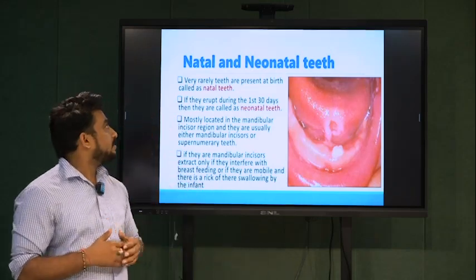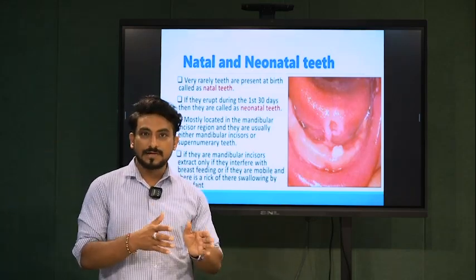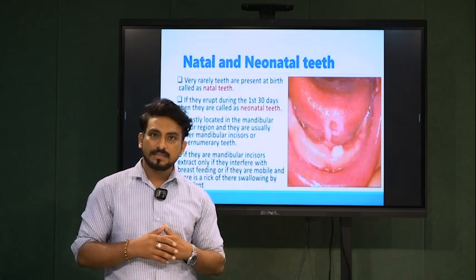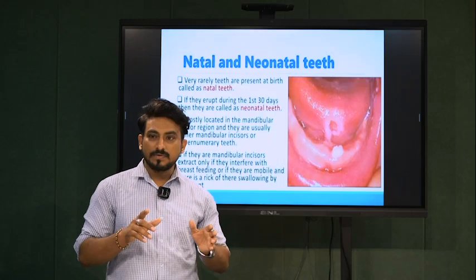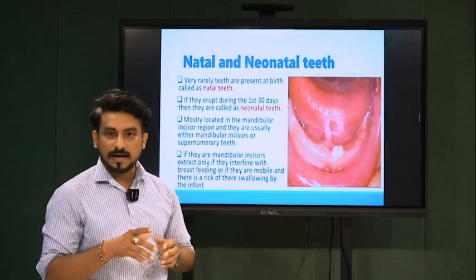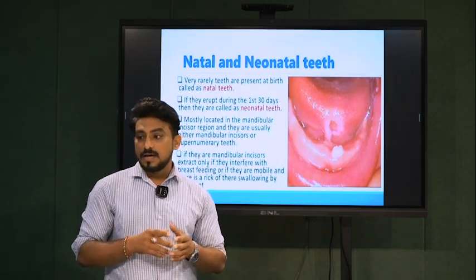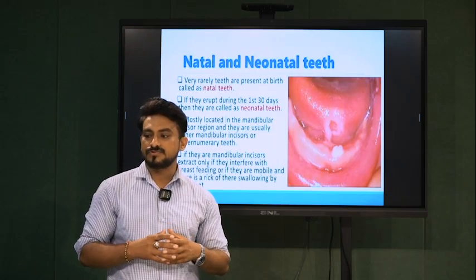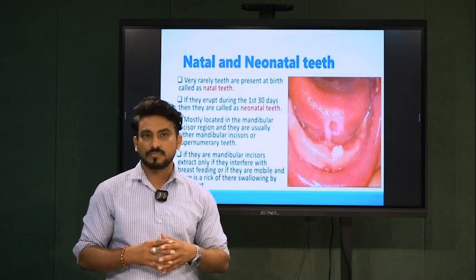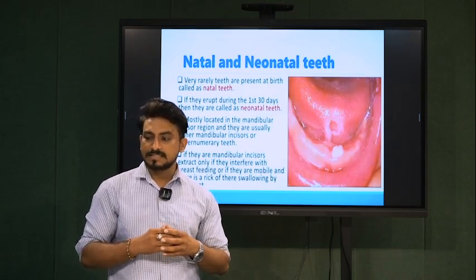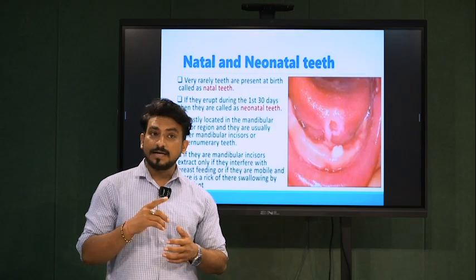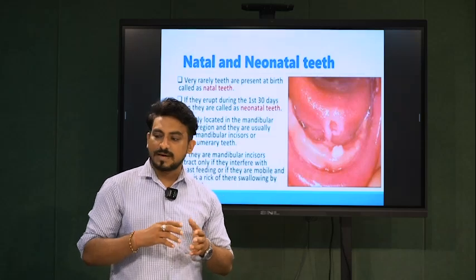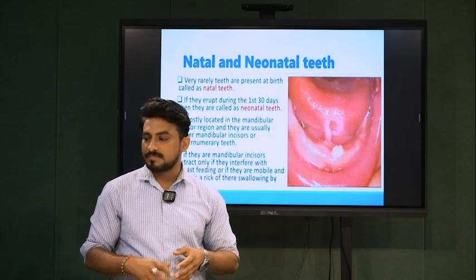Now we can see natal teeth and neonatal teeth. What are natal and neonatal teeth? Very rarely seen, teeth present at birth are natal teeth, and if they erupt within the first 30 days, they are called neonatal teeth. They are mostly located in the mandibular incisor region, and are usually either mandibular incisors or supernumerary teeth. If they are mandibular incisors, extract only if they interfere with breastfeeding, or if they are mobile and there is a risk of swallowing by the infant, then they can be removed.